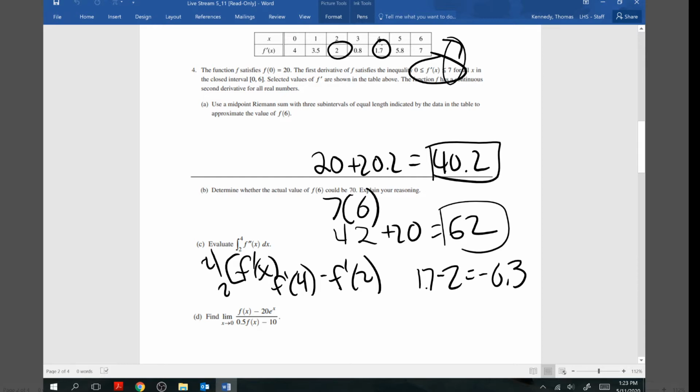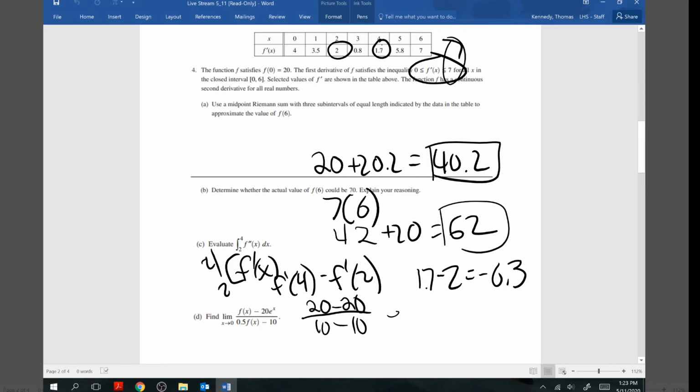All right, our last one. These questions are often L'Hopital's rule, so let's see if this one's L'Hopital's rule. So, f of 0 is 20. e to the 0 is 1, so it's 20 minus 20 on top. And if I plug 0 into f, I get 20 again, so I get 10 on the bottom minus 10. Oh, sure enough, this is L'Hopital's rule.